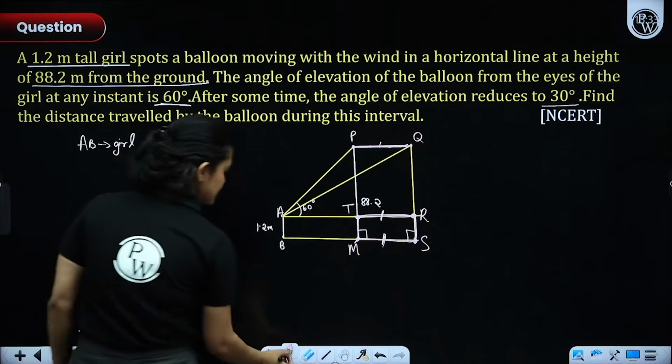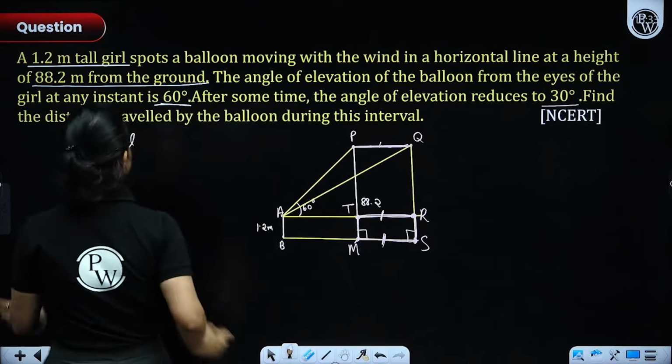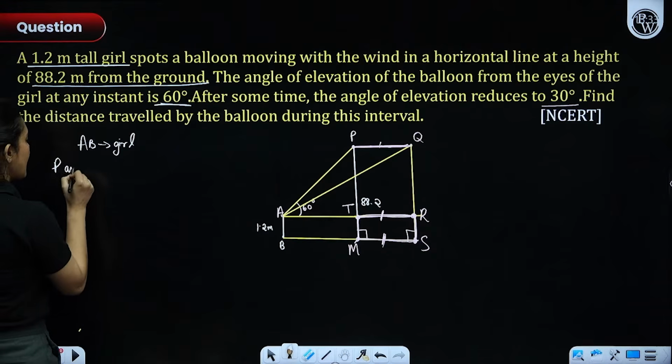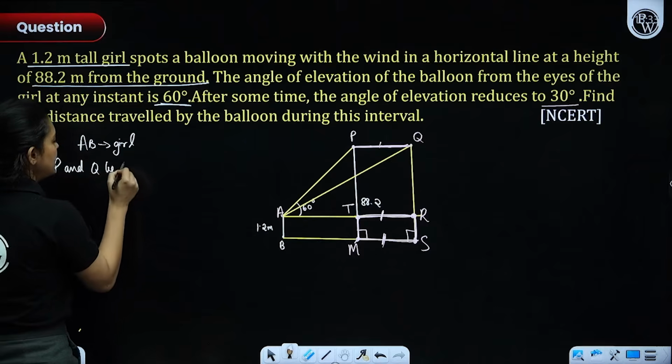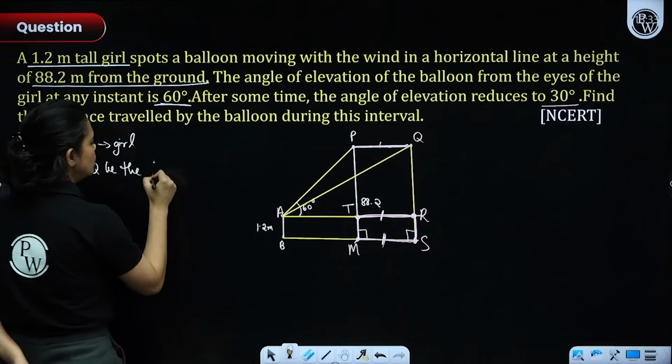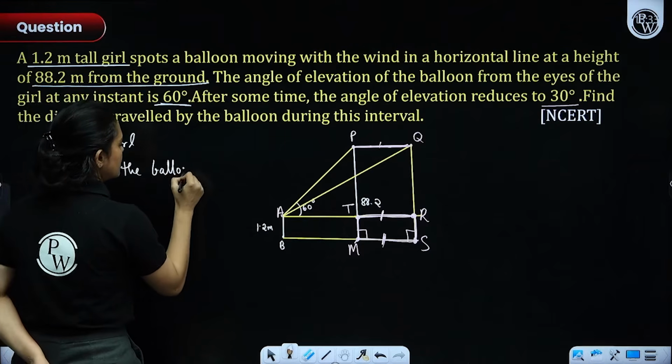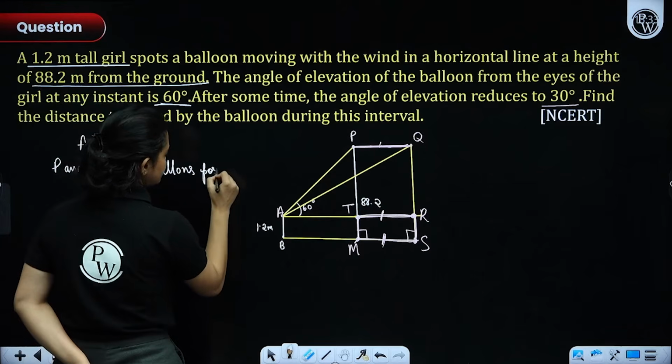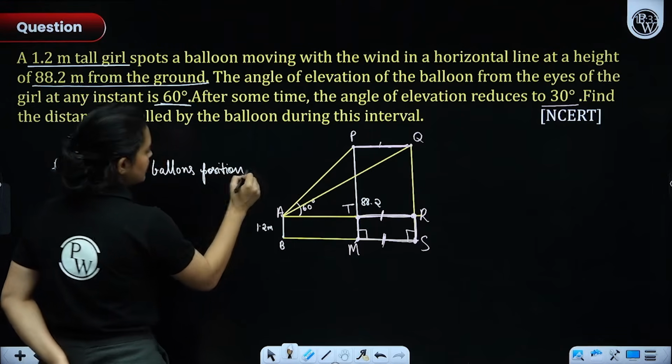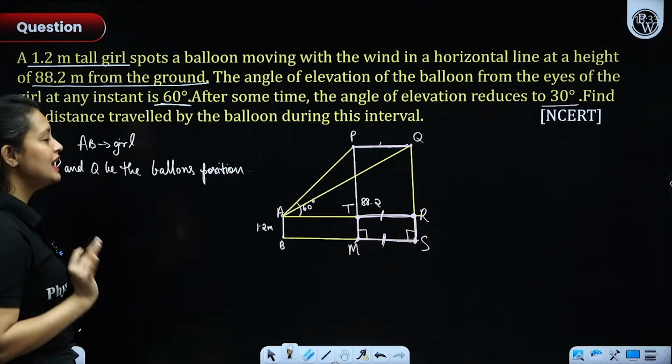So AB is the girl, everyone. Now another thing is P and Q are the balloon's positions. Okay, is that enough? Okay, everyone. Now let's start.